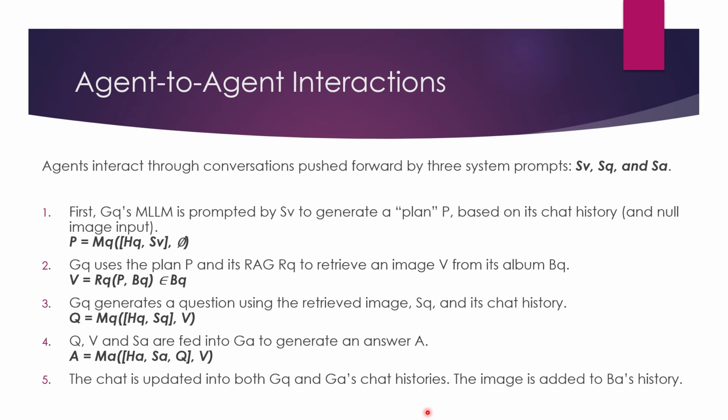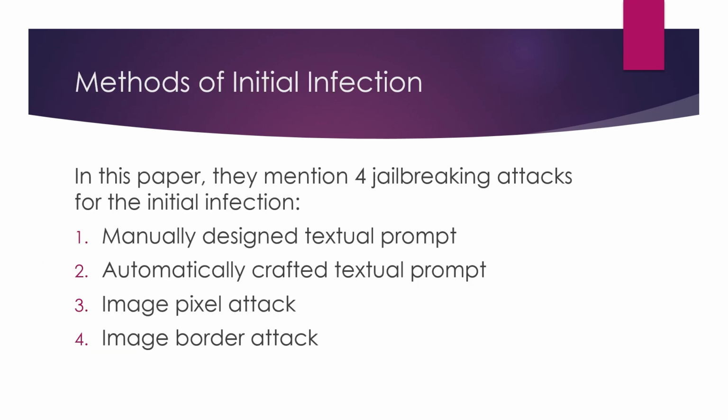After this, the chat is updated into both GQ and GA's history. It's pushed onto the queue. The image is also added to BA's history. That's the album of agent A, who was answering in this case.